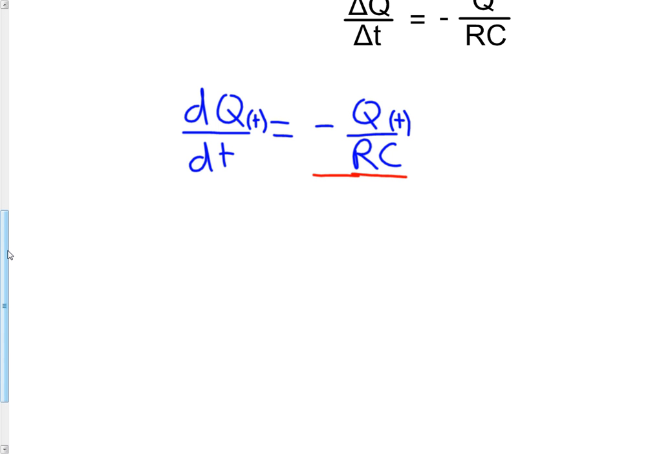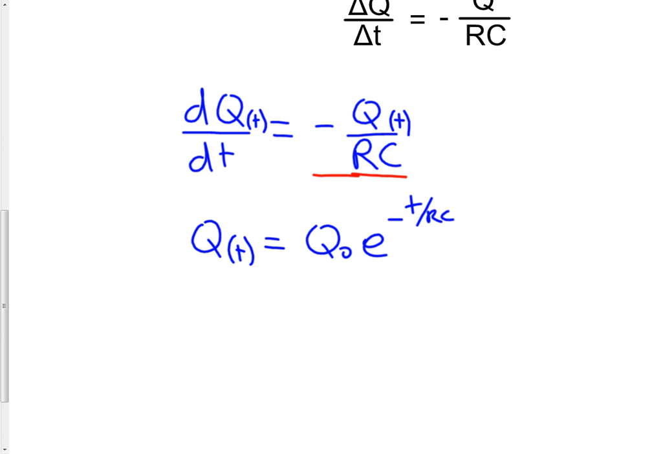So if we try some sort of solution like let q of t equal q naught, some initial charge, e to the minus t on RC, I meant to write, sorry about that. Let's just give this a go as a solution.